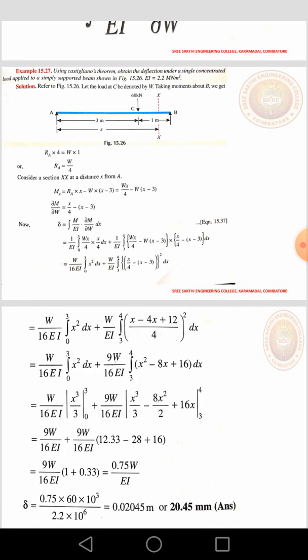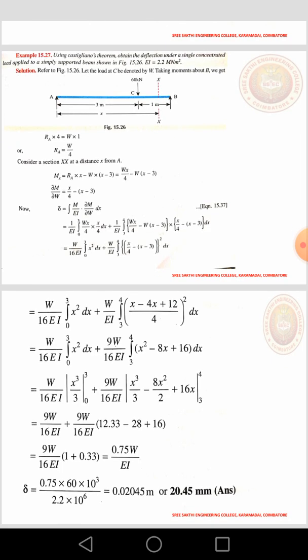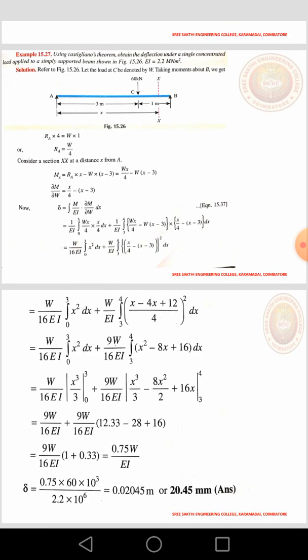We can separate the constants from the variables. So delta equals 1 divided by EI into the integral. Here we have the limit 0 to 3 for span AC. So 0 to 3 of W into x divided by 4. Again we have to integrate Wx divided by 4; the W value is 1, so x divided by 4 into dx, plus again another term.